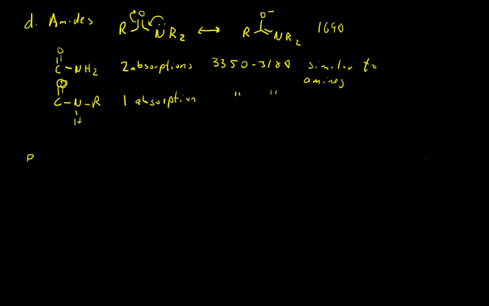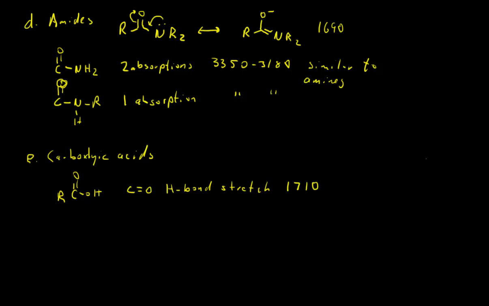So for a carboxylic acid, we have a carbonyl stretching frequency. And again, carboxylic acids are typically hydrogen bonded, and that's normally what you see. So the carbonyl stretching frequency of a carboxylic acid, if it's hydrogen bonded, is about 1710. Again, these are for aliphatic carboxylic acids.